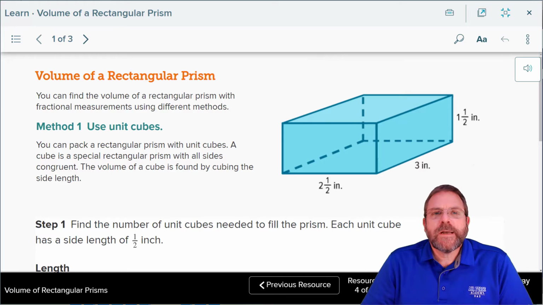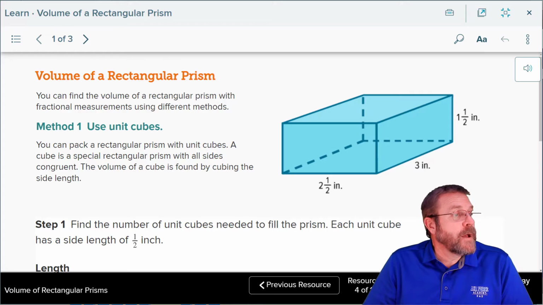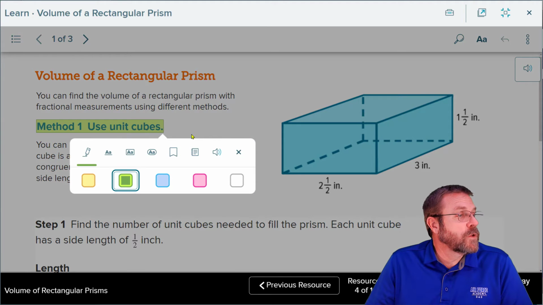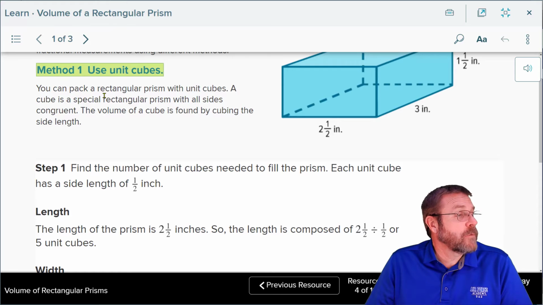And with that information, we're going to dive in deeper into learning how to find the volume of a rectangular prism. You can find the volume of a rectangular prism with fractional measures by using different methods. First one they're going to show, they're calling it method 1, is to use unit cubes. And it says you can pack a rectangular prism with unit cubes. A cube is a special rectangular prism with all sides congruent, and the volume of the cube is found by cubing the side length. It says find the number of unit cubes needed to fill the prism, and each unit cube is going to have a side length of 1/2.